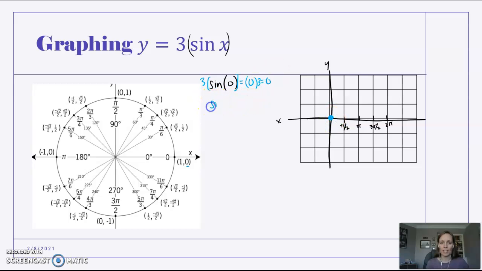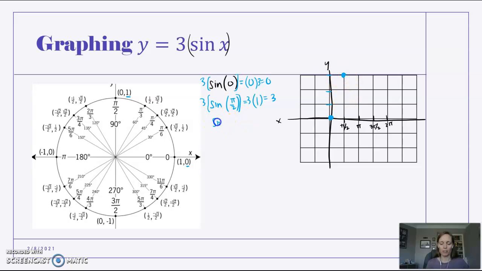The next one then is sine of pi over 2. On my unit circle, I go to pi over 2. Sine is the y, so that's equal to 1. And for this function, remember we're multiplying that by 3, so we're taking that value and multiplying it by 3. So now instead of that maximum being at 1, my maximum is now up here at 3.